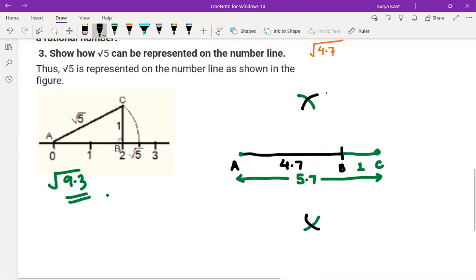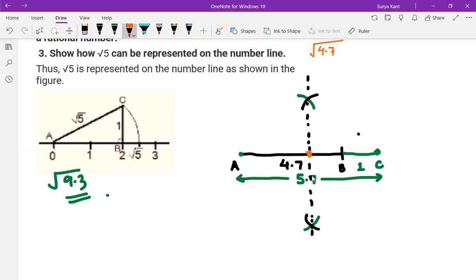Only one child is responding. Yes, sir. All right, so you just match this line. If you match both the things, what do you get? You get the midpoint of AC. So this is the midpoint of AC.